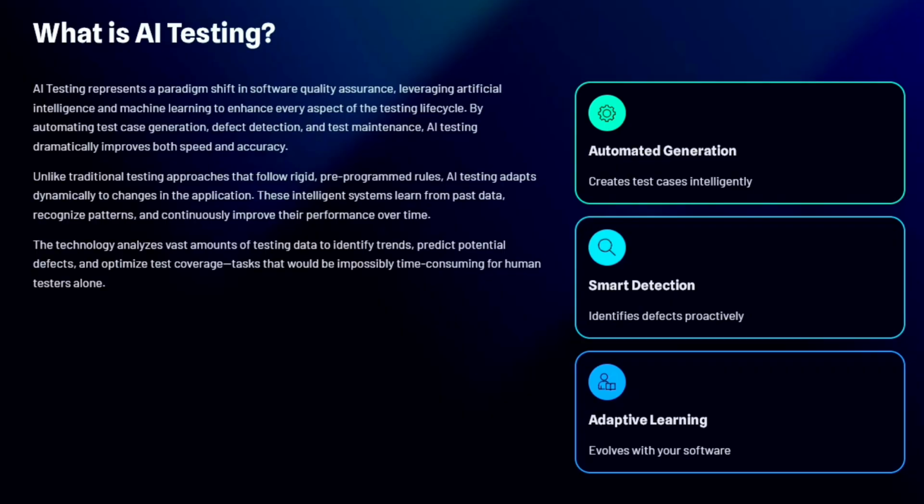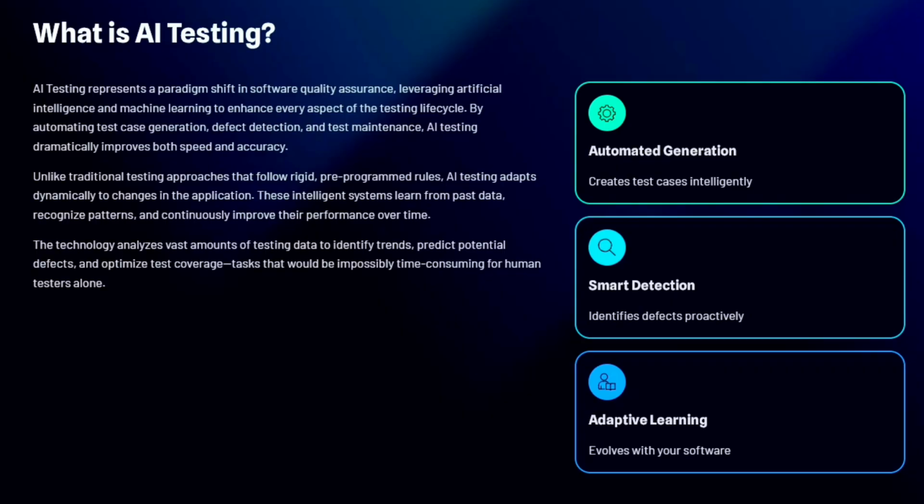Like the traditional testing approach, which is rigid and has some pre-programmed rules. But AI testing is not like that. AI testing is a dynamic kind of testing. Here we change our test cases and test suite very frequently based upon our requirements, and we only need to apply the prompt and AI will generate the test cases. So the first main advantage is automated generation. Test cases will be generated automatically with the help of our requirements and prompt.